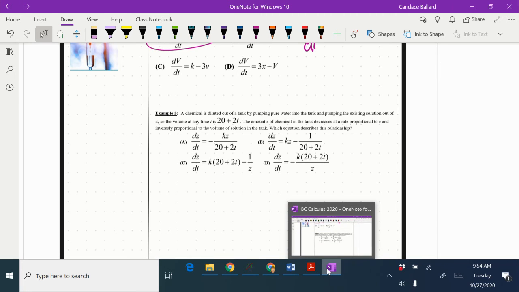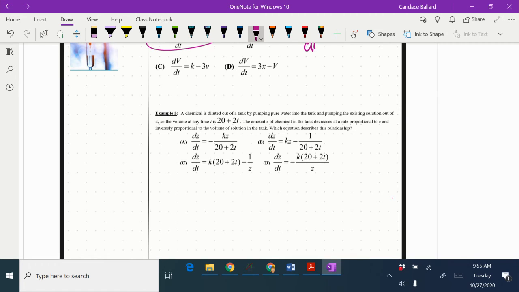All right, looking at example 5. A chemical is diluted out of a tank by pumping pure water into the tank and pumping the existing solution out of it. So the volume at any time is 20 plus 2t. The amount of chemical in the tank decreases at a rate proportional. So it's decreasing. That means it has to be negative. The amount is z, but it's talking about a rate. So I know I have to do dz dt equals that negative. We're proportional to z, which means I've got to do k times z.